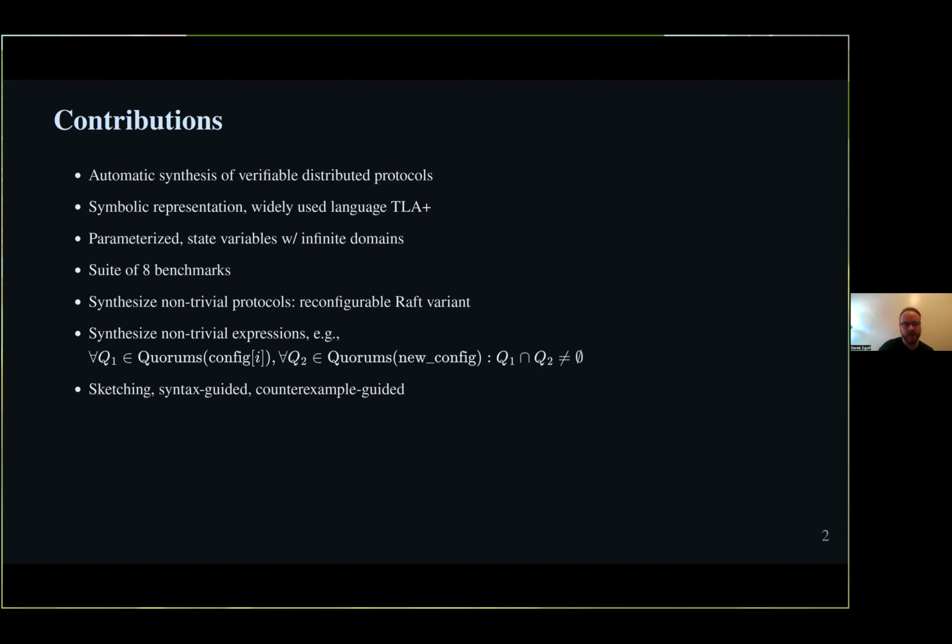Our approach is to do sketching, and we use syntax guided synthesis and counterexample guided synthesis. So these are things that we'll talk about today. And then at the heart of our technique is this fast grammar enumeration procedure, and it uses semantic equivalence reduction. So that's what we're going to be talking about today. And we can just start by talking about distributed protocols a little bit.